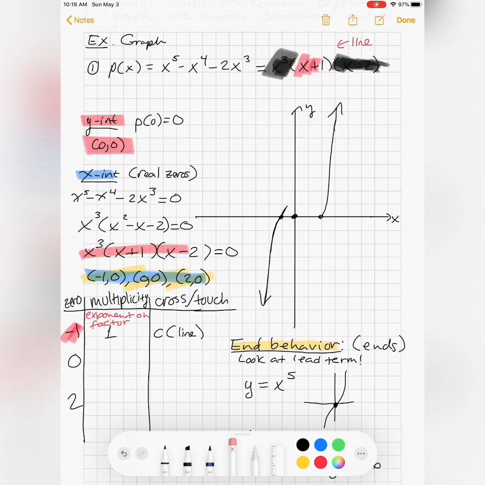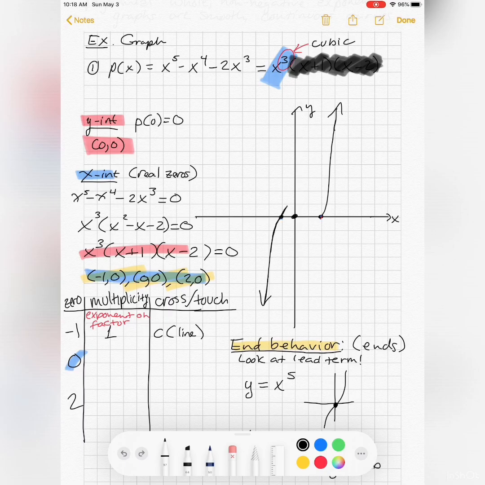Should I look at some of the other zeros? So let's look now at x equals 0. That came from this factor, right? So that means if I zoomed in really close on x equals 0, these two factors would be relatively irrelevant. And what I would see is an x cubed. Okay, that looks like a cubic. So if I zoom in really close on 0, I should see a cubic shape.